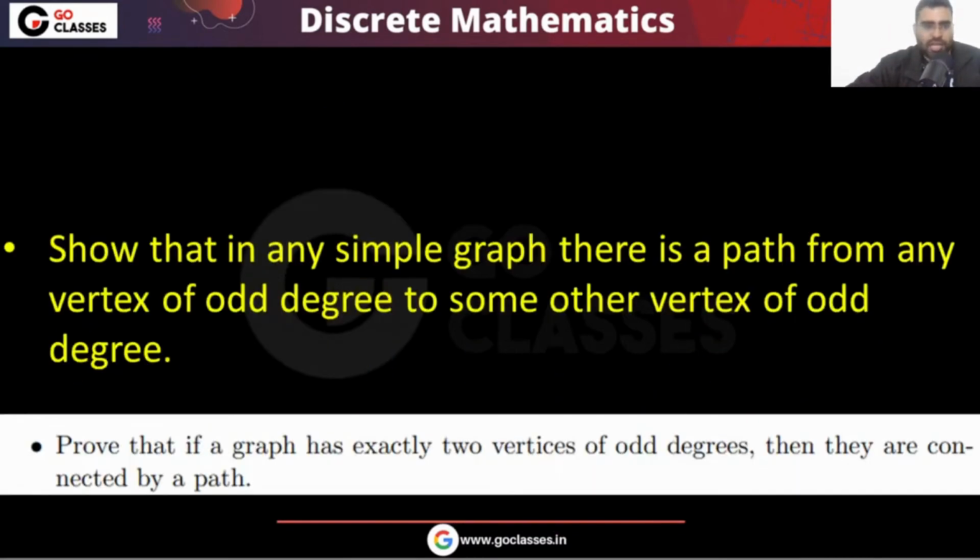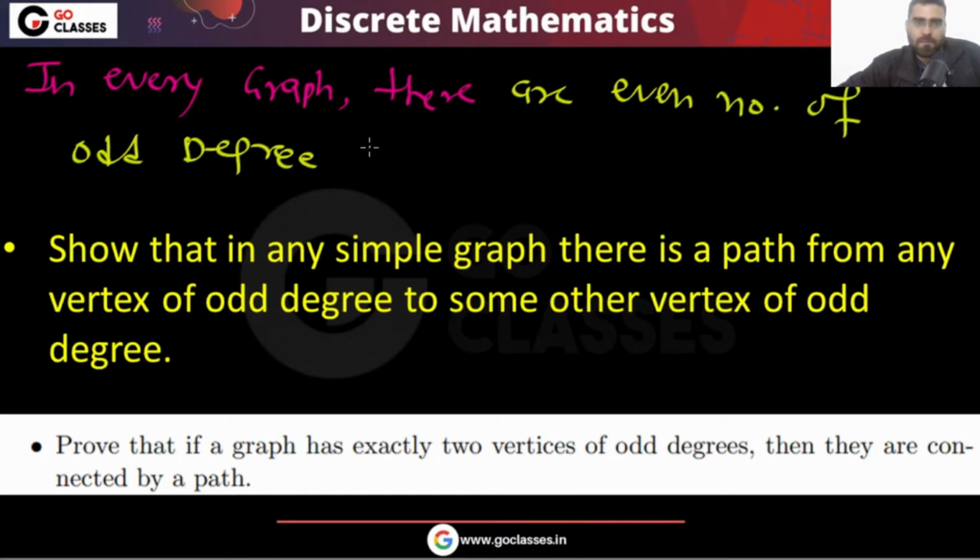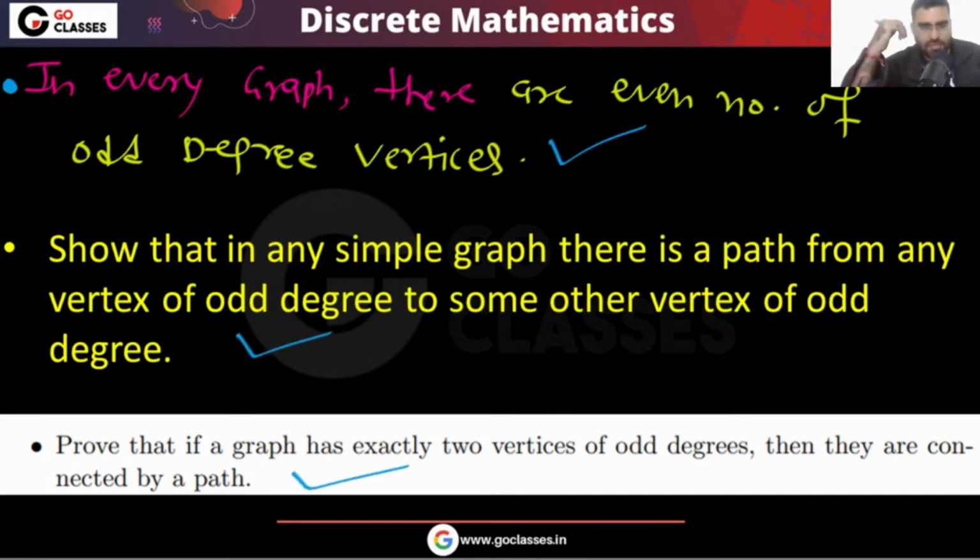So this is what I want to tell you: the statement that in every graph there are an even number of odd degree vertices. The same statement you can write in another way as well. All are the same statement. Understood? These three are the same statement.